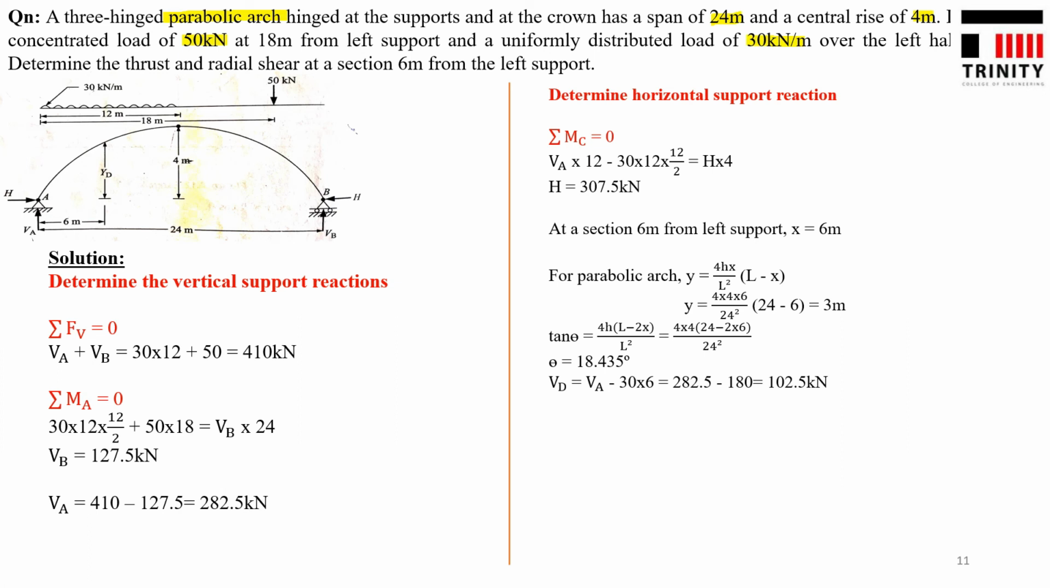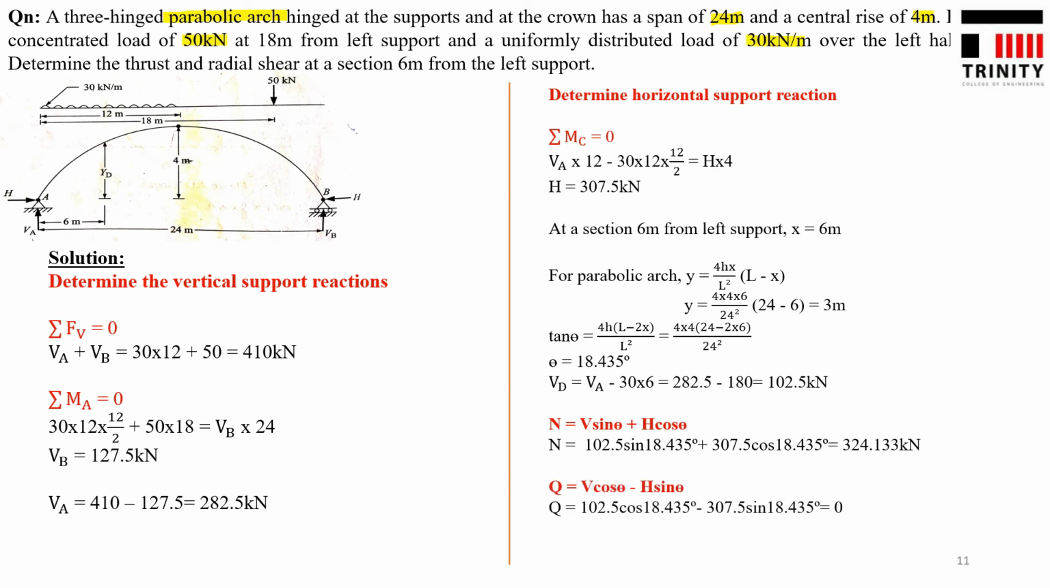Then for finding normal thrust and radial shear, you need to find the vertical shear at section D. Then normal thrust and radial shear can be calculated by using the formulas: N is equal to V sin theta plus H cos theta and Q is equal to V cos theta minus H sin theta.